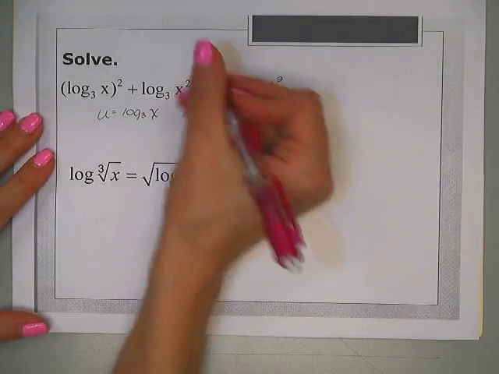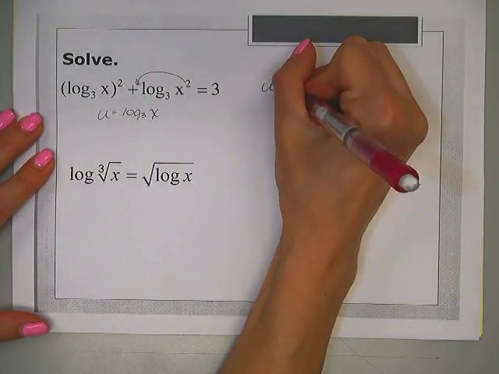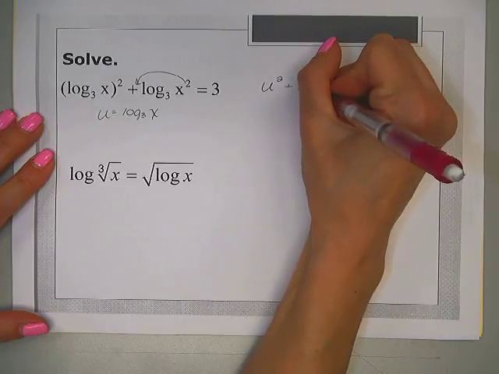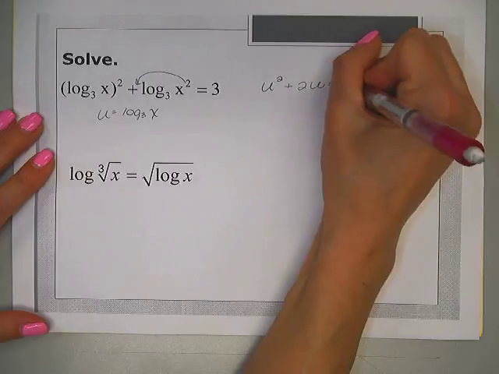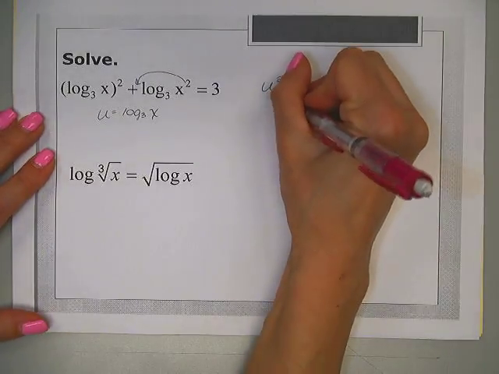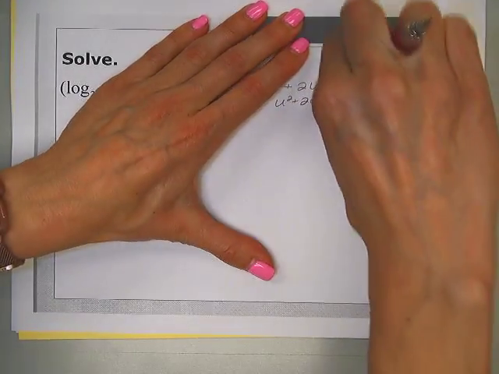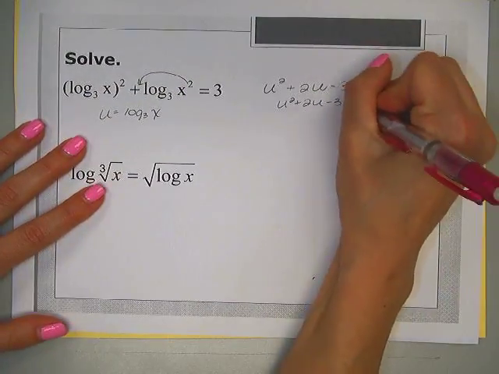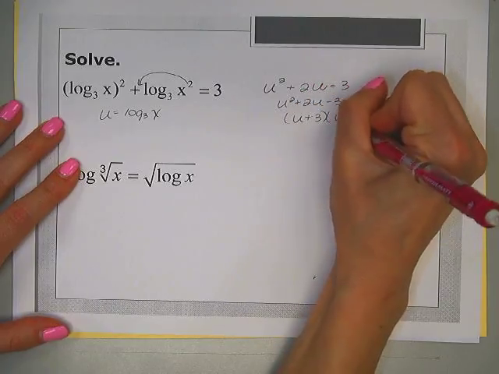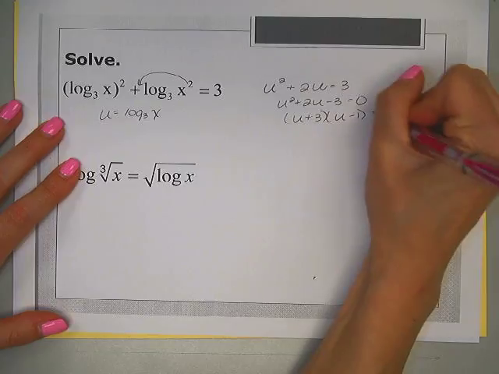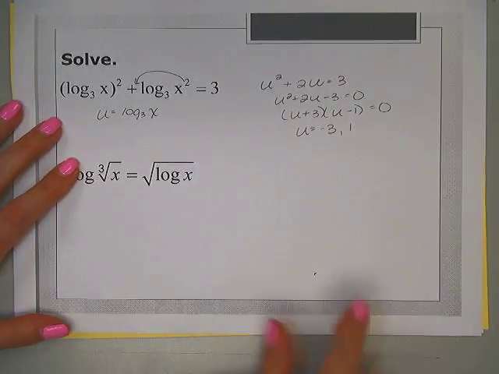I've got log base 3 of x quantity squared plus log base 3 of x squared. Now, these are different. This, the entire log is being squared. This, only the argument is being squared. So I'm going to define u as log base 3 of x. Watch my rationale. So I've got u is log base 3 of x. Therefore, this first term is u quantity squared.